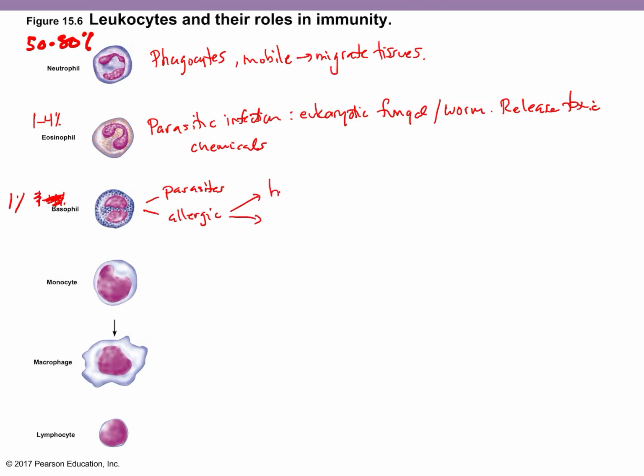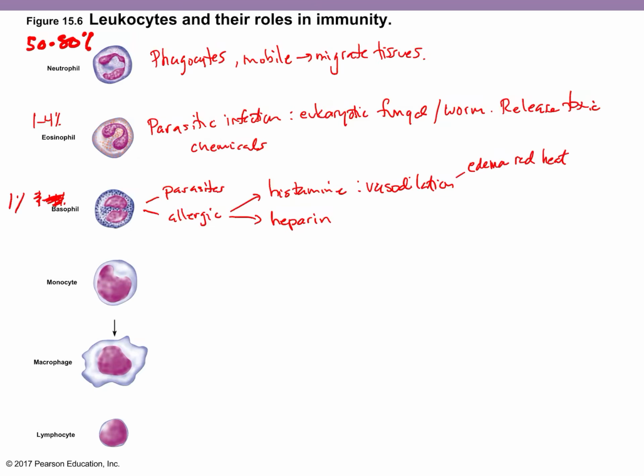And so why do they do that? They release a couple chemicals that are really important mediators of allergy, which is histamine and heparin. So histamine is a powerful vasodilator, so it's going to open up your blood vessels. So if you have an allergic reaction, if you're just having hay fever, if you think about what's happening in your nose and in your throat, it gets red and swollen and hot and itchy. That's all due to histamine.